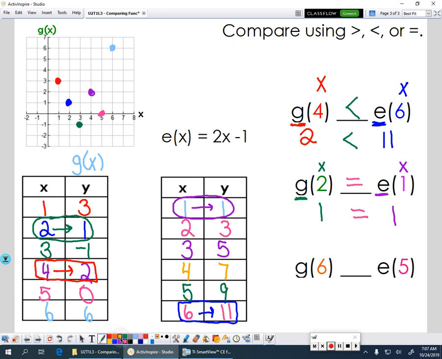And last but not least, I'm going to look for where my graph, where my x value is 6. On my graph where my x value is 6, my y value is also 6. And on my equation, right here, I'm going to look where my x value is 5. On my equation, when my x value is 5, my y value is 9. I know that 6 is less than 9, so I know that g of 6 is less than e of 5.